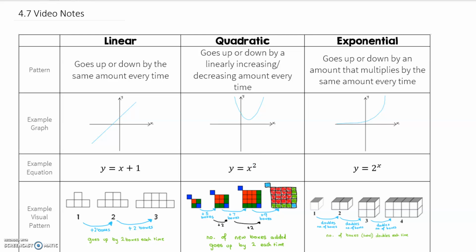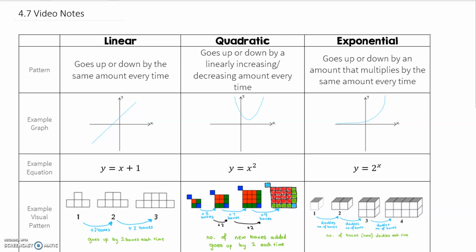Some other quadratics might be more complicated. We're not going to look into them much today, but it could be something like 3x squared minus 2x plus 5. That is also a quadratic, just a more complicated one. We're not going to deal too much with the equations yet, though, because you need to learn a lot more maths before you can deal with those effectively.